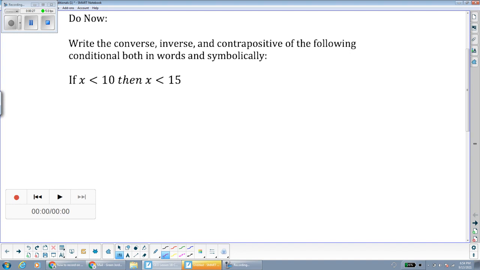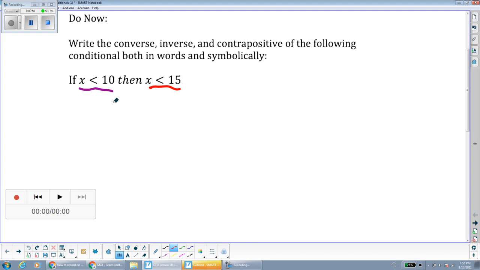When we have a conditional statement, we have two parts to the statement. We have the premise, which is everything after the word if, but before the word then. And we have the conclusion, which is everything after the word then. What we need to do here is we need to write the converse, inverse, and contrapositive of the following conditional, both in words and symbolically.